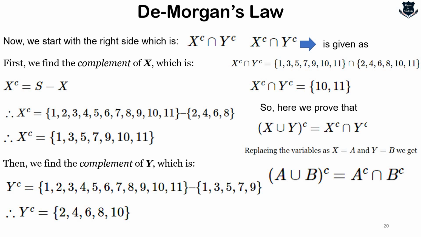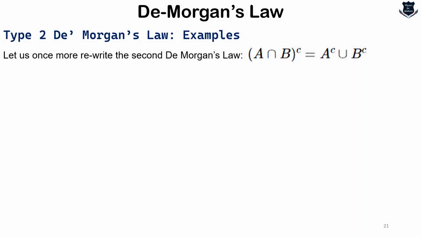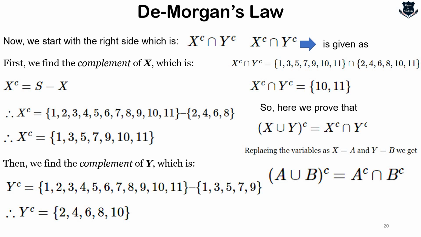Now we will just replace the variables we have taken as X and Y with A and B. So X will now equal A and Y will equal B, and we get this one. So now we move ahead. You can just take a note that we have proved the first one, that is the complement of union and intersection.